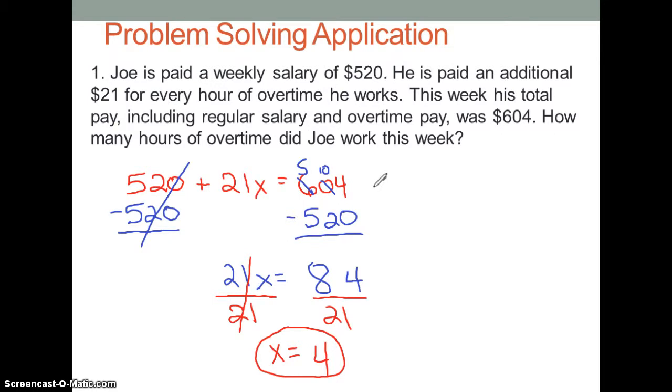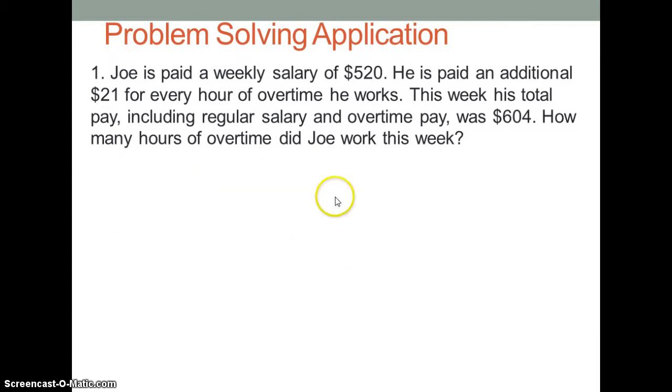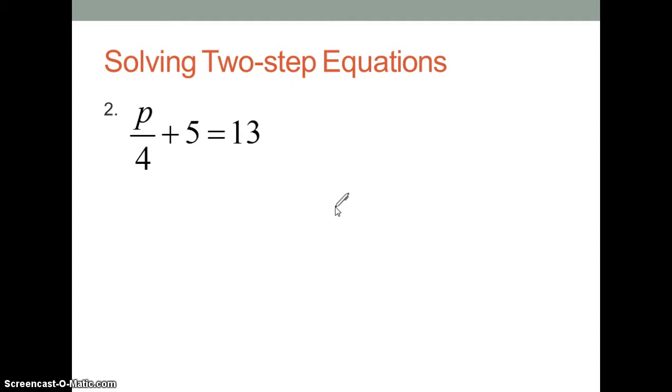If you ever want to check your answer, just plug your answer back into the equation and see if you get this answer. So if we were to plug the 4 back in, you'll do 21 times 4, which is 84, plus 520 to get 604. All right, I want you to go ahead and try this problem here. On this one, you should get P equals 32.